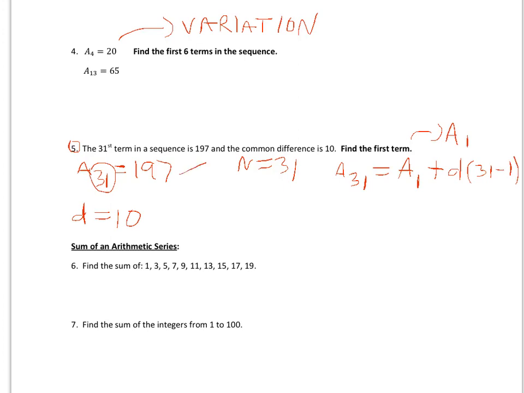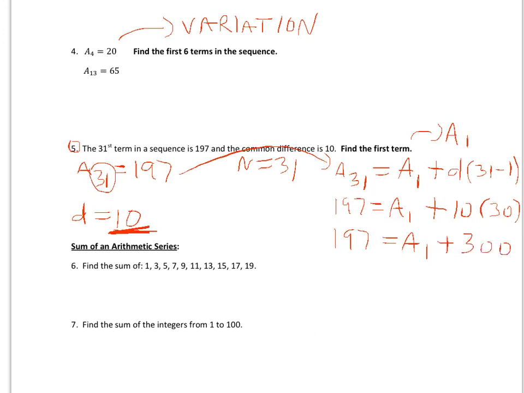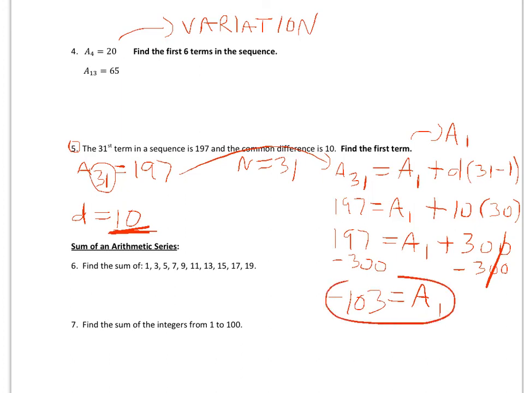Now, this 197, I'm going to plug that in for a sub 31. I don't know what a sub 1 is, so that's what I want to solve for. I know what d is. d is 10. So it's 10 times, what is it, 30? So then we have 197 equals a sub 1 plus 10 times 30, which is 300. And then all you do is subtract 300 from both sides. And it's going to give you the first term, a sub 1. So when you subtract 300, you get negative 103. So that is the first term in the sequence.